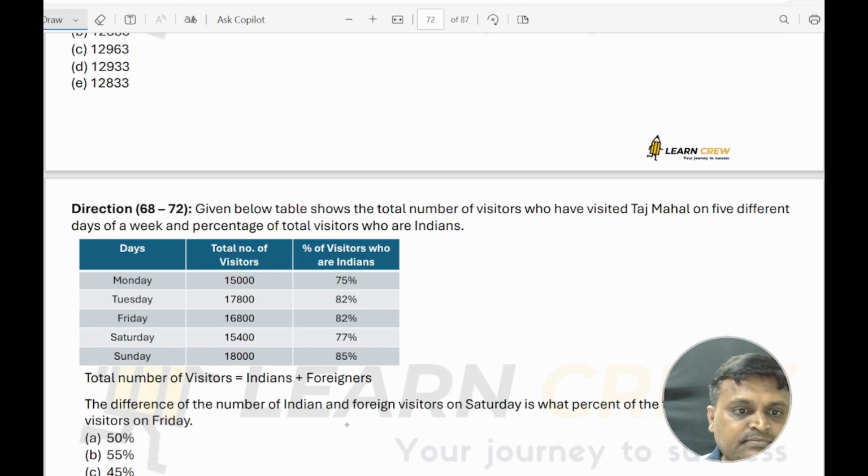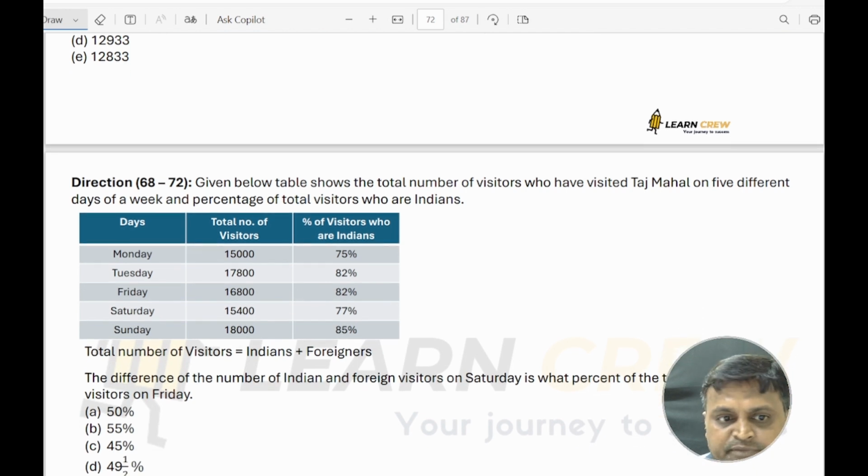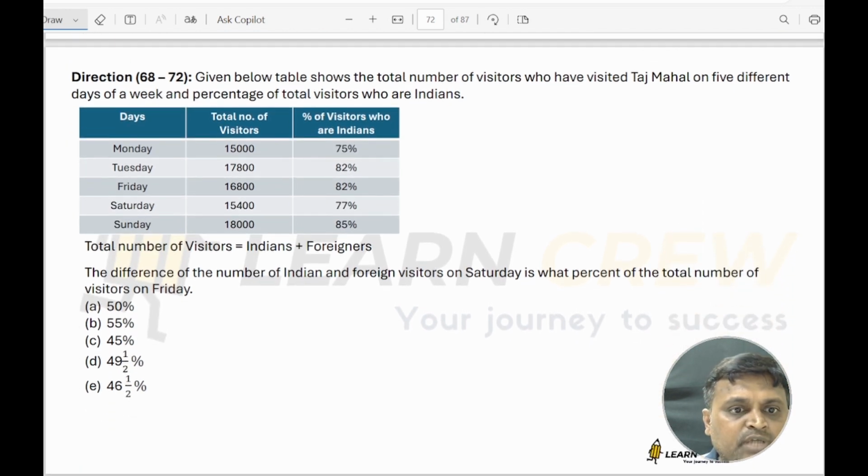Now next one. The difference of the number of Indian and foreign visitors on Saturday. On Saturday, Indian visitors are 77% of 15,400.